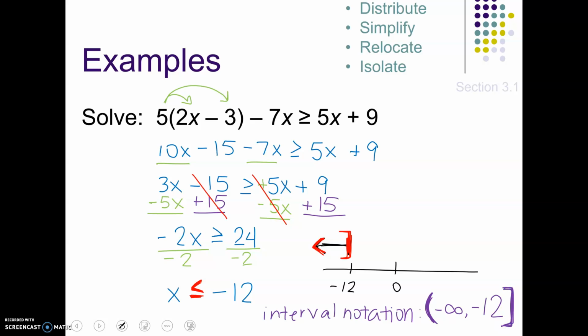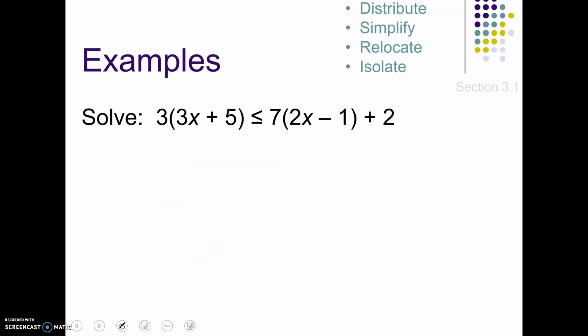So any numbers between negative infinity all the way up to negative 12, anything in between, we can include in our solution. It'll make the statement true. And let's look at one last example here. Again, following our same 4 steps, but being extra careful at the end if we divide by a negative.